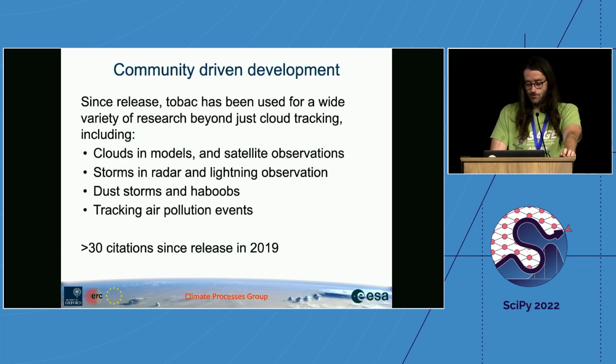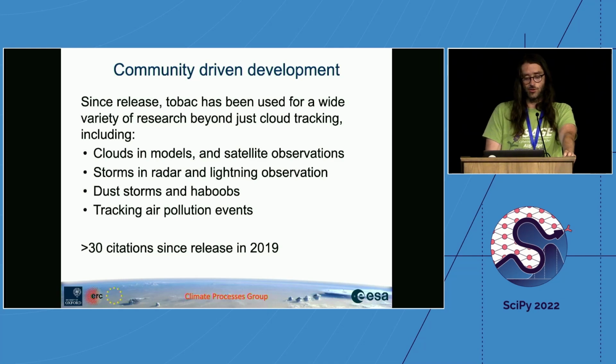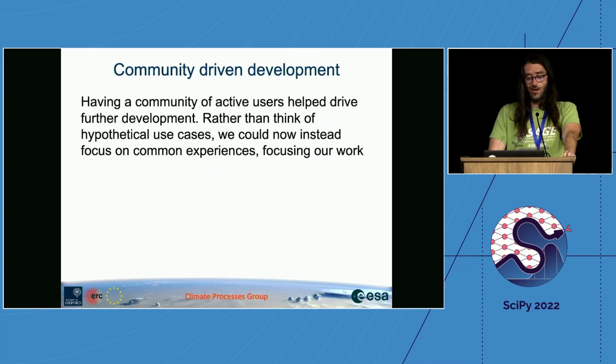So, community-driven development. Since release, Tobac has been used for a wide variety of research, including clouds, storms, and models, satellite observations, dust storms, and haboobs, as well as tracking air pollution events. It has had over 30 citations since being released in 2019. And having a community of active users has helped drive further development. So now instead of thinking of hypothetical uses, we can focus our work on common experiences.